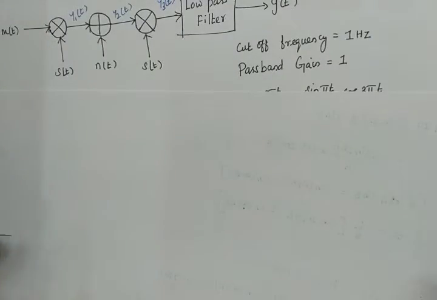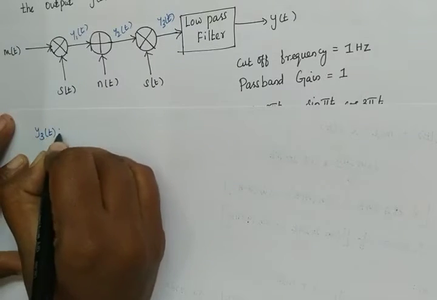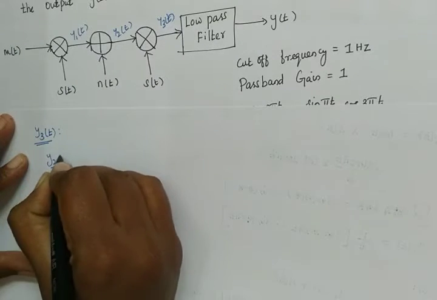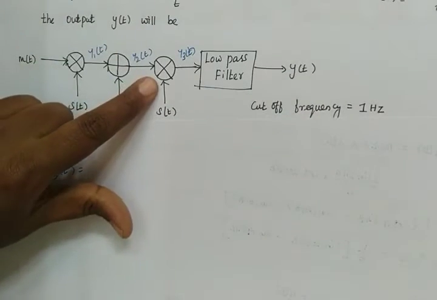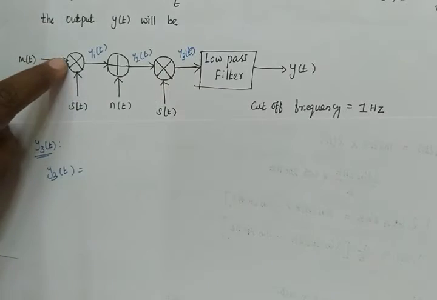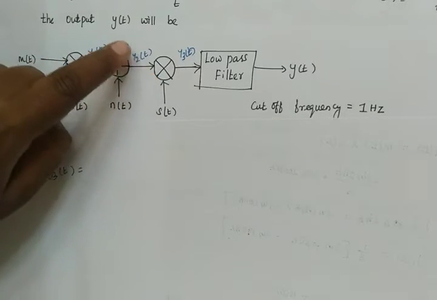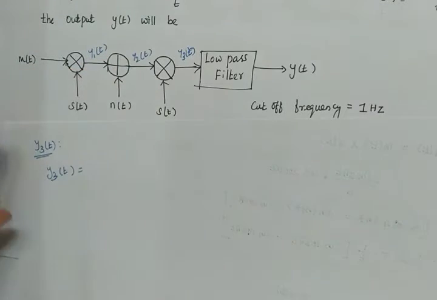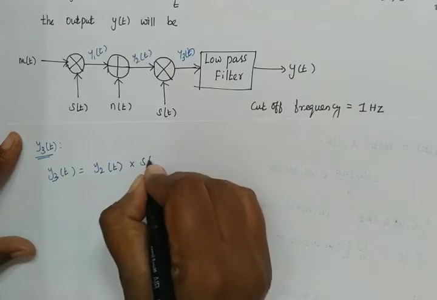Now what is y3 of t? Here y3 of t comes from the multiplier. This is the adder circuit and this is the multiplier. What are the things which are multiplied here? That is y2 of t and s of t, y2 of t into s of t.